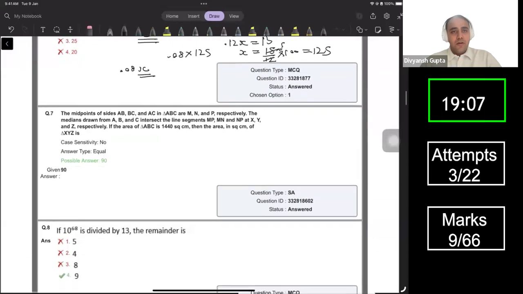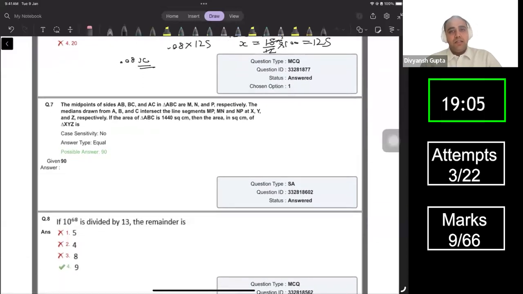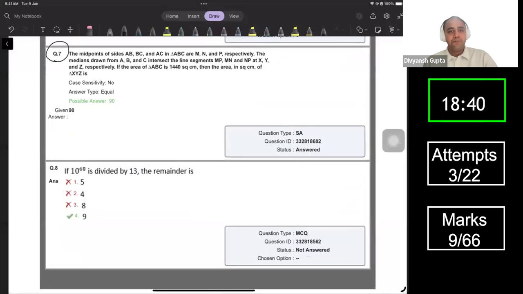Let's go. Midpoints of side AB, BC, AC is given. Okay, this is going to be a figure you must have seen many times. Then the medians drawn from ABC intersect the line segment. Now, obviously, this median will intersect these line segments at their midpoints. Maybe we can try this right now, but I will have to make the figure. I don't want to do that right now. I'll just mark this for my second round.